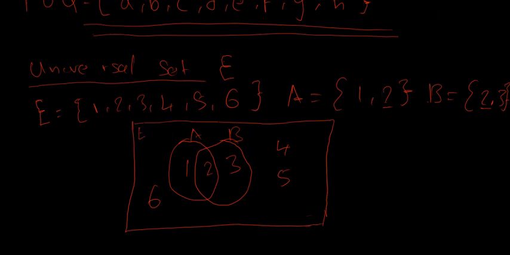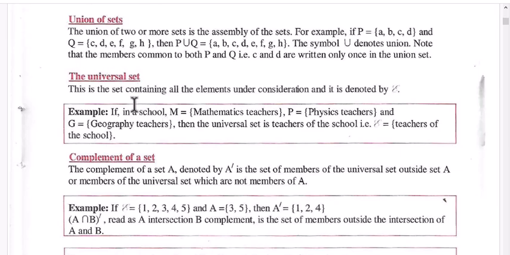So the universal set contains all the elements under consideration and is denoted by that symbol I showed you. For example, if in a school M represents mathematics teachers, P represents physics teachers, and G represents geography teachers, then the universal set of the teachers is all the teachers of the school, because it is talking about all the teachers in the school.